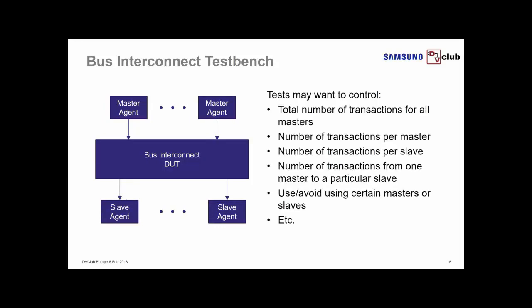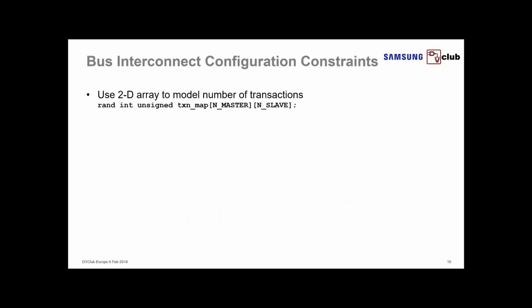It has a number of masters, a number of slaves, and I want to be able to do different types of test scenarios. And here's a list of some of the things we may want to be able to do. I may want to control the total number of transactions in my simulation, or the total number of transactions for all the masters. I may want to divvy up the transactions, so many transactions for each master, or so many for each slave. I may want to ignore one of the masters or ignore one of the slaves, et cetera, et cetera, et cetera. All kinds of combinations. If we create a suitable constraint model for this problem, we can easily add constraints on top of that to implement any of these test scenarios that we're desiring.